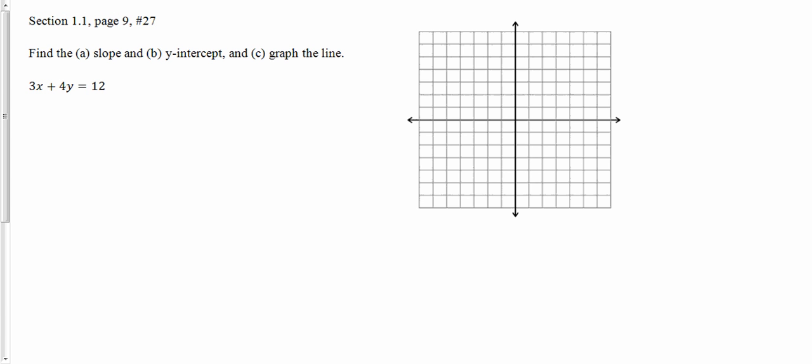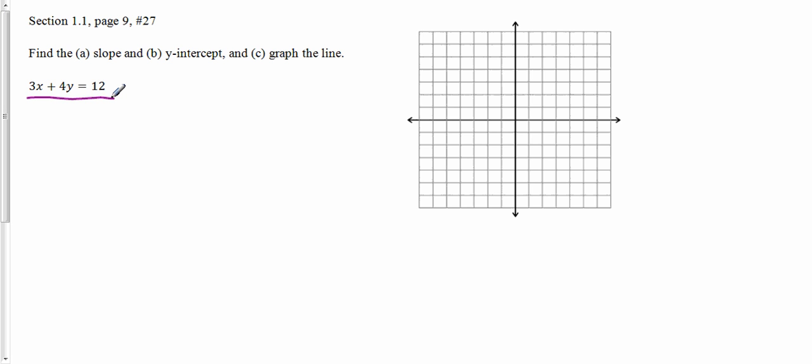All right, so we're going to do section 1.1, page 9, number 27, which reads, find A, the slope, B, the y-intercept, and C, graph the line. Now we have the general linear equation, 3x plus 4y is equal to 12. And if we want to find the slope and the intercept, we're going to need to put this in a form where we can easily read those values.